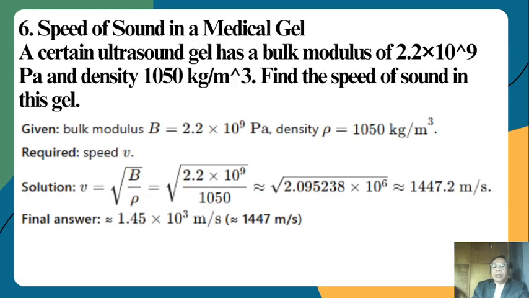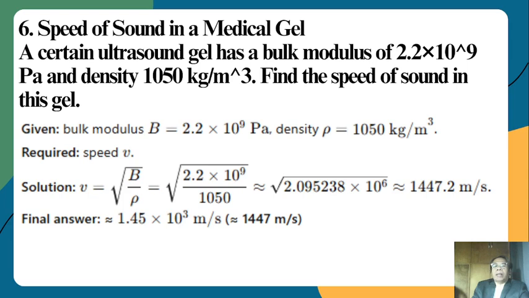Okay, so number 6. Speed of sound in medical gel. A certain ultrasound gel has a bulk modulus of 2.2 times 10 to the 9 Pascal and density 1050 kilograms per cubic meter. Find the speed of sound in this gel.